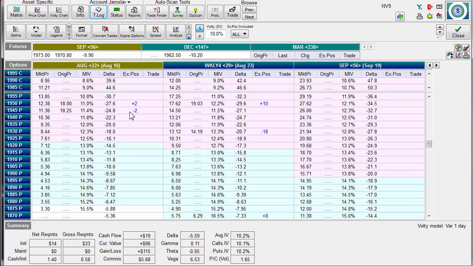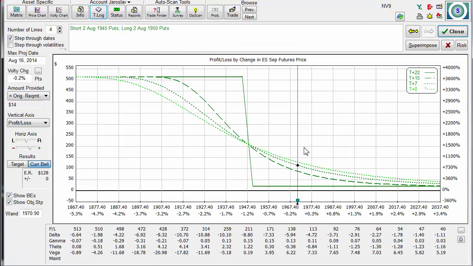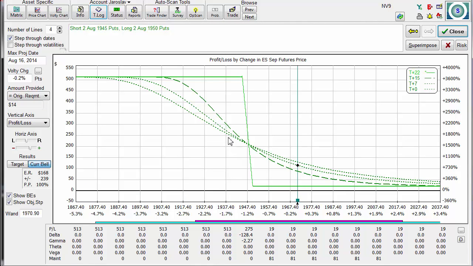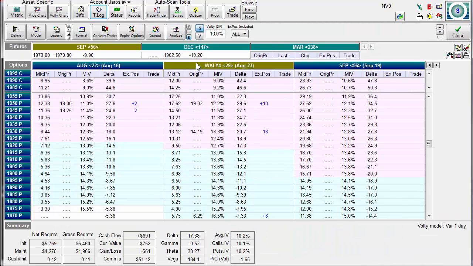So this is my bearish put vertical that I put on for credit. Remember, I bought these for 18 and later sold these for 18 and a quarter, so I can't lose on this. So this trade looks like that. It's completely above the zero line, 100% chance of making money. And this one is the new trade. If you look at the margin, it's pretty impressive.